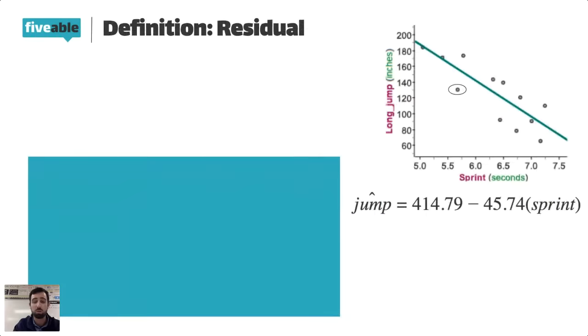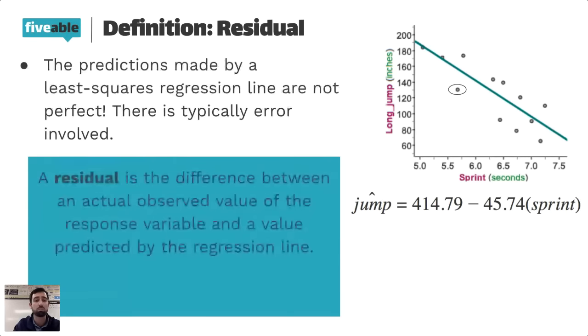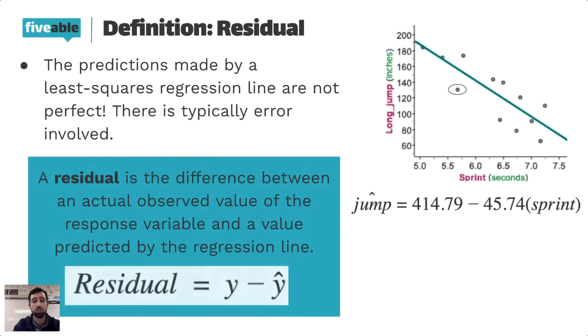Residual is also going to be important though, so I do want to spend a little bit of time on that. So the idea of a residual is the difference between the actual minus predicted. So what you observed minus what you predicted. So it's that difference right here, that vertical distance from your point to the line of best fit.